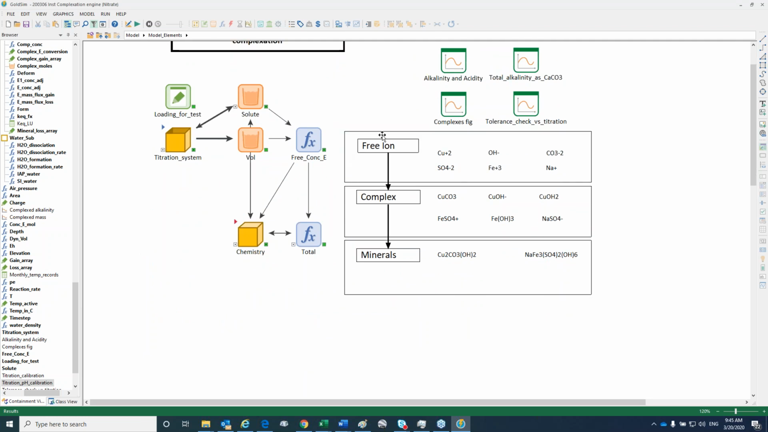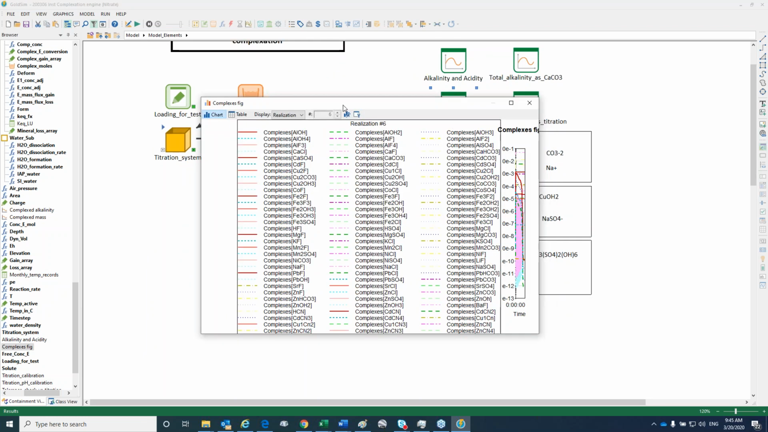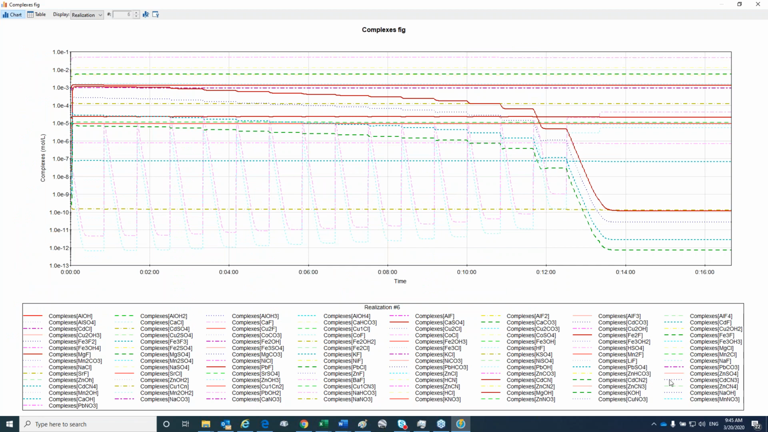I want to show how the complexes look. So here's how the complexes look once we are undergoing the titration. Now there's a lot of different lines on here, and I apologize for this, and I'll go into some more detail that's a little easier to see in a second. Basically, what we can see here is that there's a substantial change in some species while there's less substantial change in others. This is really interesting.